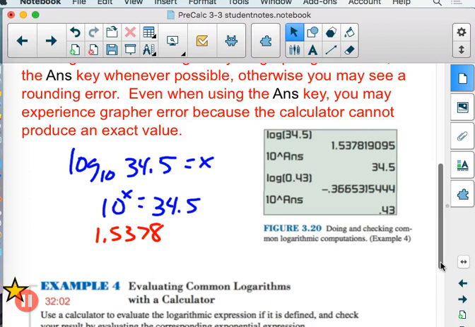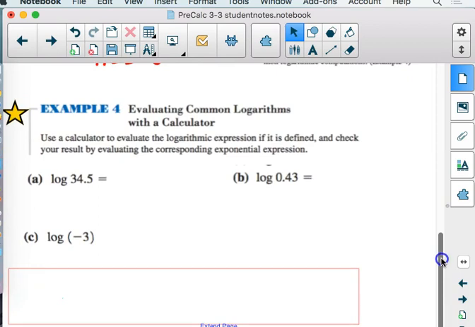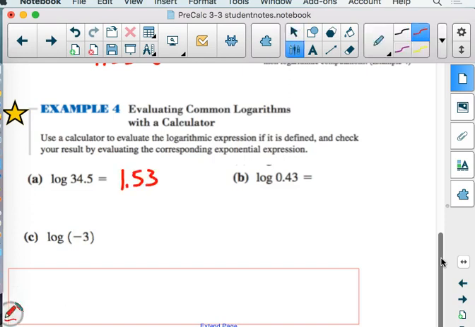So now in example 4, this is just basically, can you punch stuff in and know that you need to go to 4 decimal places is what we're doing here. So use a calculator to evaluate the logarithmic expression if it is defined. Interesting. And check your result by evaluating the corresponding exponential expression. Oh, we just did this one. Log of 34.5 is 1.5378. And again, we know that to check it, we'd snail shell 10 to the and use the whole line up there, not necessarily just the 1.5378.